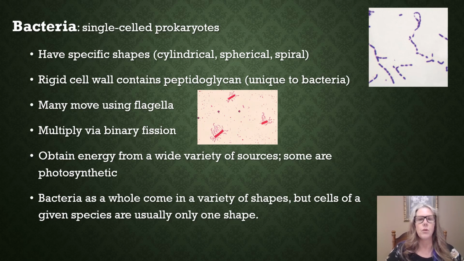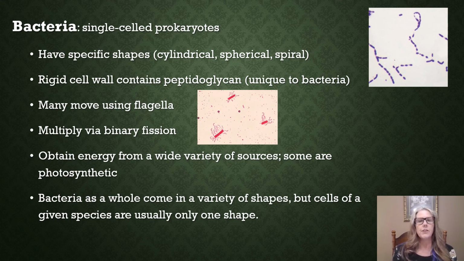Some bacteria will move around, and how they do that is with an appendage called flagella. They multiply through asexual reproduction, and they will divide by binary fission. Now, where do bacteria get their energy to stay alive? They get it from a variety of sources. We'll learn about that when we talk about metabolism, and even some are photosynthetic.